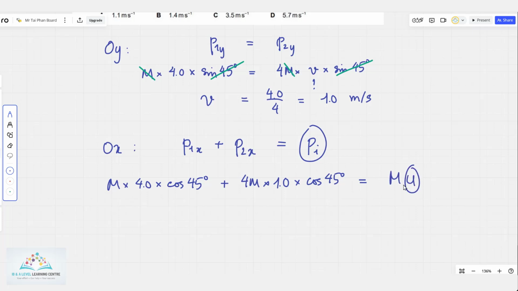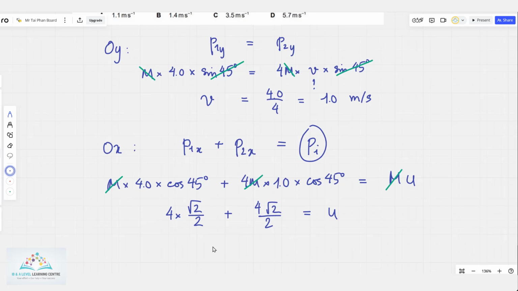And now we can easily solve this equation to find u. Firstly we will simplify the mass on both sides of the equation. The cosine of 45 degrees is square root of 2 over 2. Therefore we fill in the values: this is 4, this is 4, this is 1. We have the exactly same number here. There, this is the answer, u.